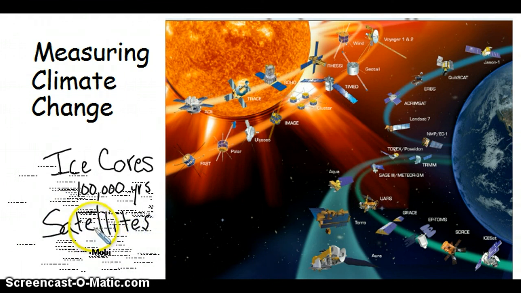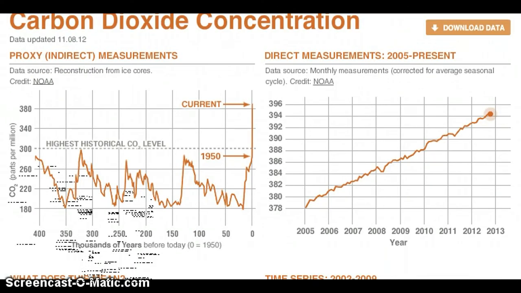However, satellites have only been useful for about the last 50 years. So they're very accurate as far as their detail, but they don't go back as far as the ice core data. Let's take a look at some of the things that they've found.